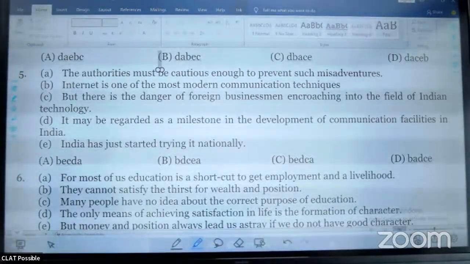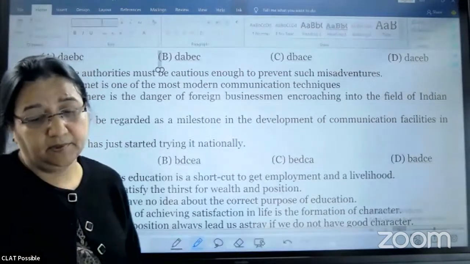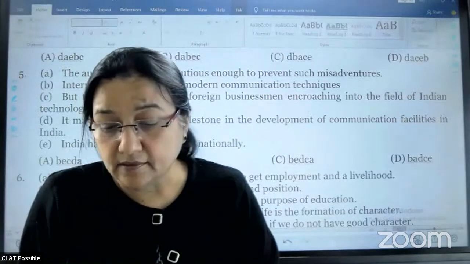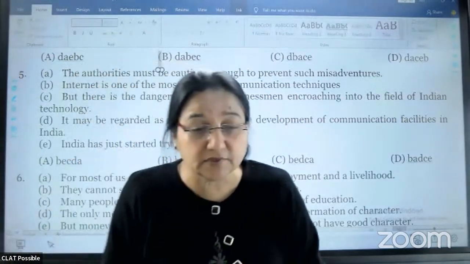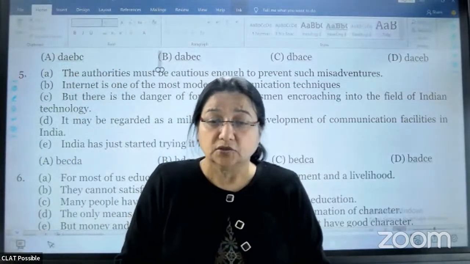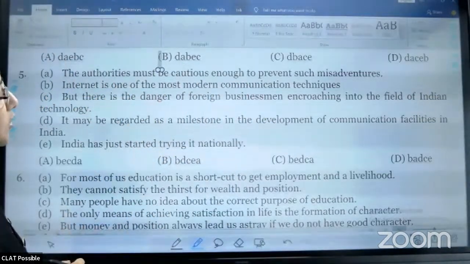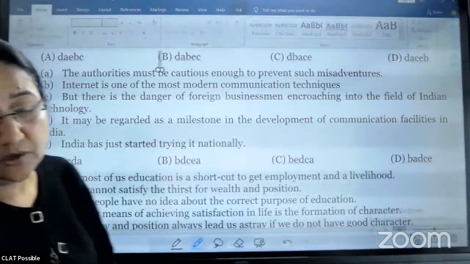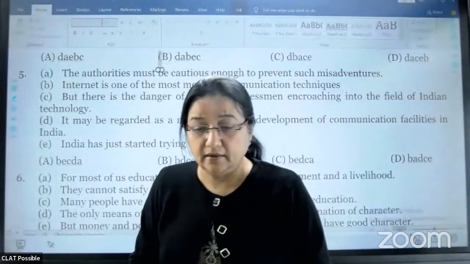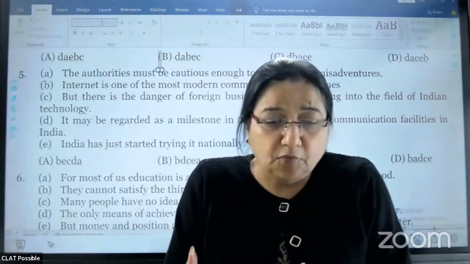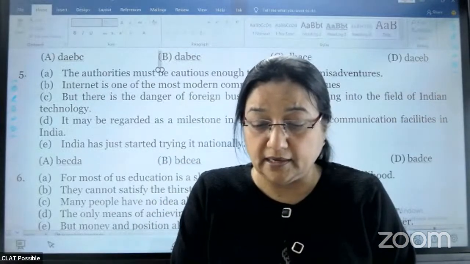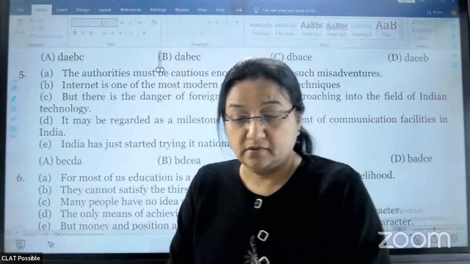The authorities must be cautious enough to prevent. Acha, 1 minute. Read A line. Acha, very good, Tanmay. That's nice if you're saying it's easy. So look at this. The authorities must be cautious enough to prevent such misadventure. When I'm reading my A line, you, my teacher, tell me what word should I focus in my A line in question 5.